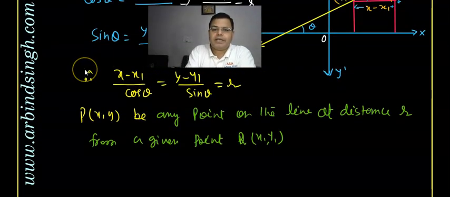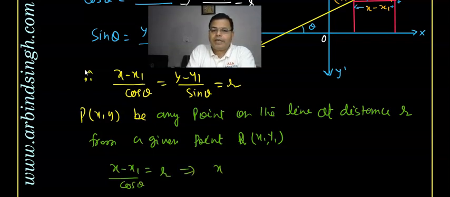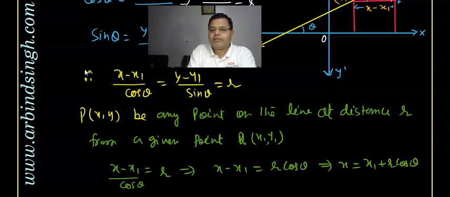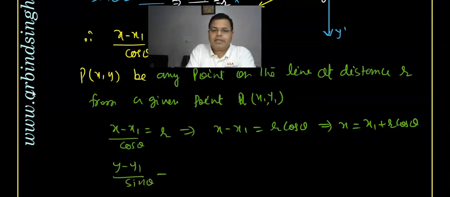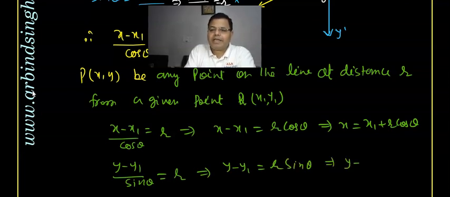Here, (x minus x1) upon cos theta is equal to r, and therefore x minus x1 is equal to r cos theta. This implies x is equal to x1 plus r cos theta. Similarly, (y minus y1) upon sine theta is equal to r. This implies y minus y1 is equal to r sine theta, so y can be written as y1 plus r sine theta.